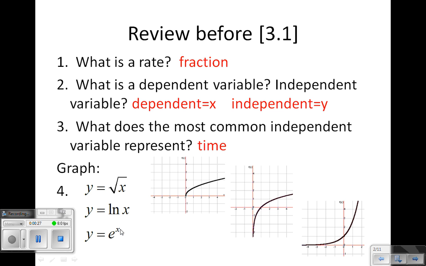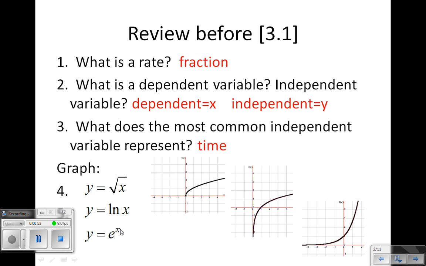So number 2, what is the dependent variable and independent variable? So independent variable is always your x and dependent is the y. And what is the most common independent variable? That would be time. So when you're looking at a graph, x and y, x is usually the time, whether it's hours or minutes or seconds, and y can be whatever it is that you're looking at. It can be distance or velocity, whatever.